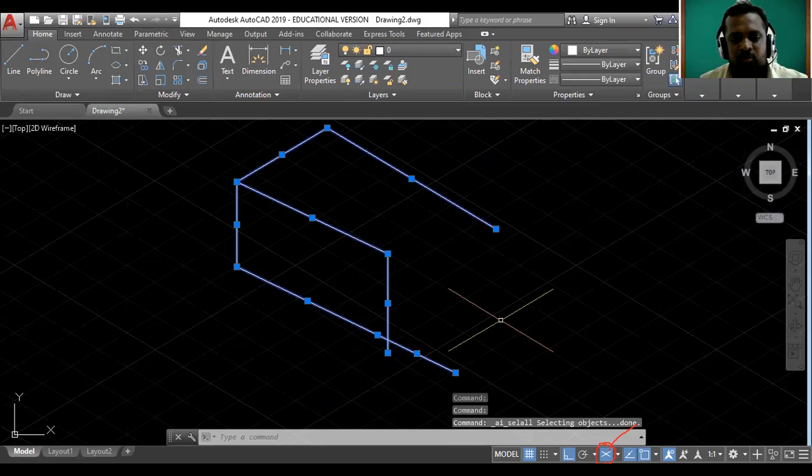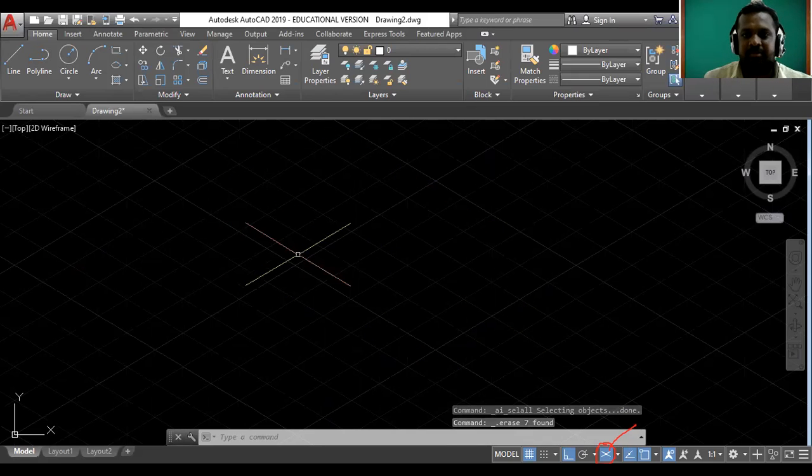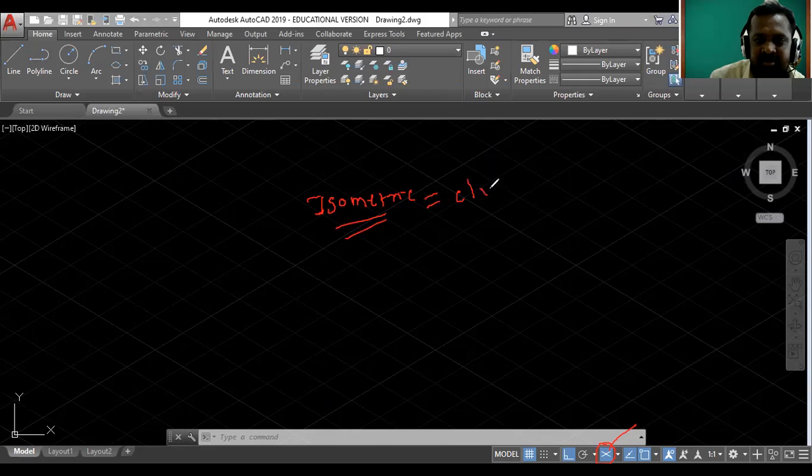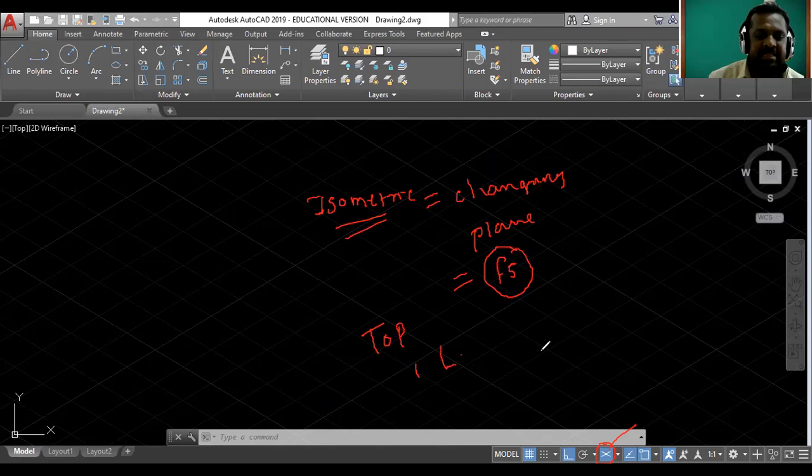One more point you have to remember in the isometric view. I'm going to write here. For changing the plane, which shortcut key should we use? F5. For changing the plane, sometimes I require the top plane, sometimes the left plane or right plane, like this. Whenever we want to change the plane, we have to press the F5 key. On your keyboard there is the F5 key, just press it.